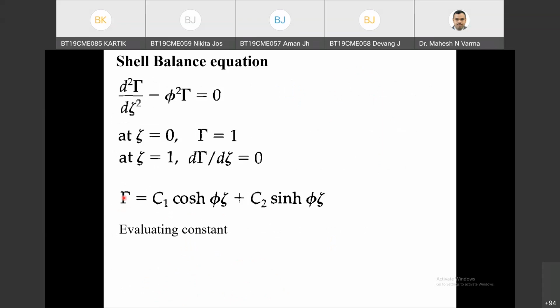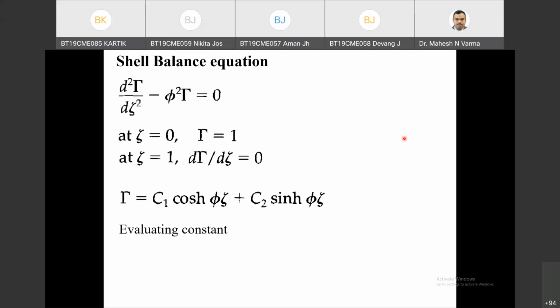The hyperbolic solution: gamma equals C1 cosh(phi zeta) plus C2 sinh(phi zeta). Does anybody remember this kind of equation from mathematics? A second order linear differential equation with constant coefficients. Anybody in the class? Sometimes people also use the exponential form. That depends on the situation and the boundary conditions.